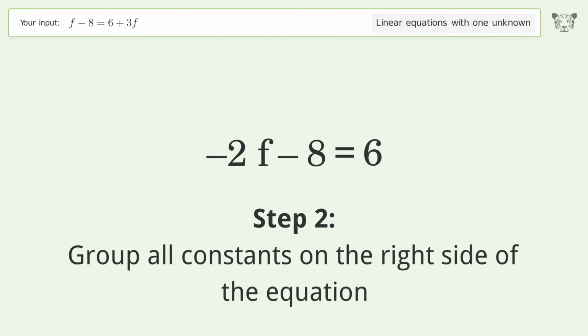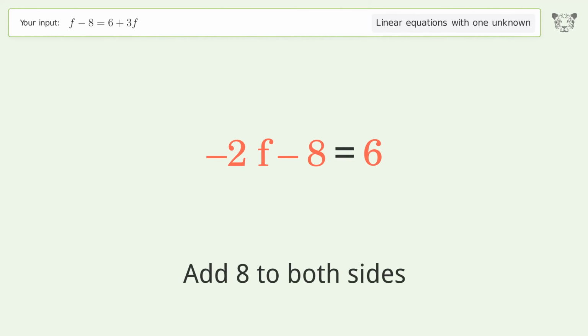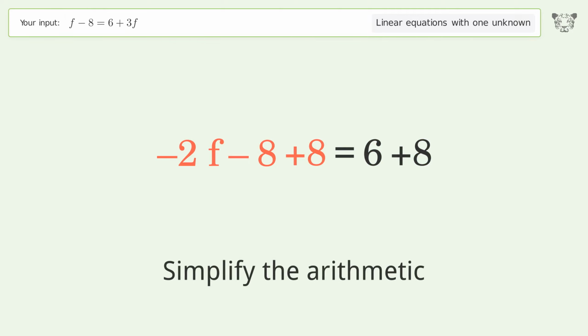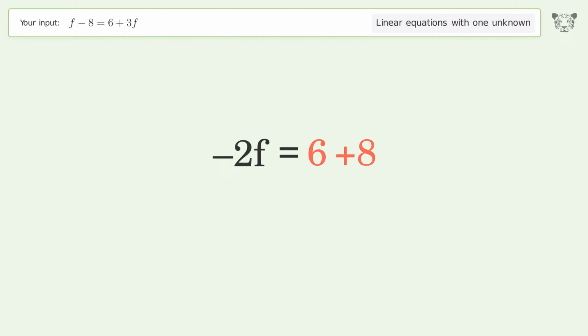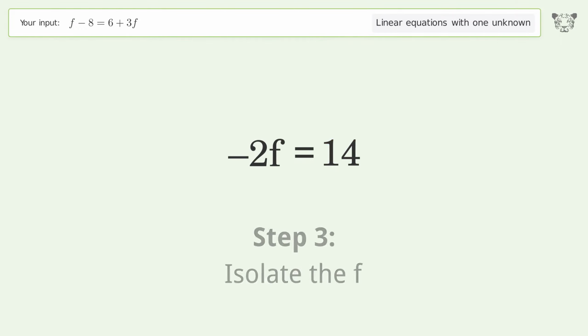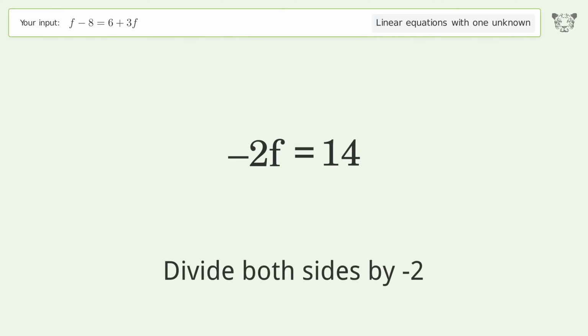Group all constants on the right side of the equation. Add 8 to both sides. Simplify the arithmetic. Isolate the f. Divide both sides by -2.